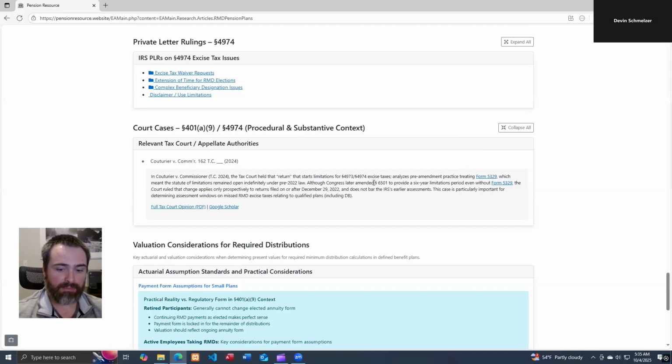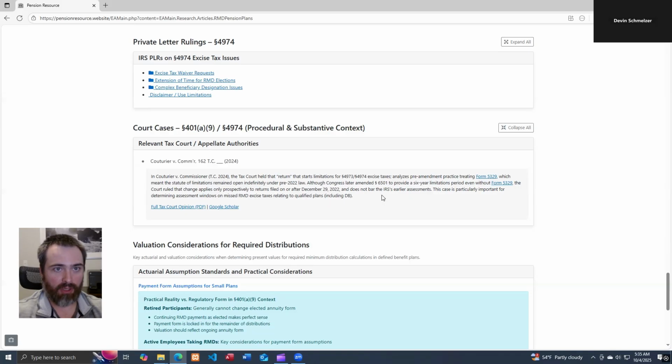come and provide penalties on very old issues. Congress didn't agree with that, so they amended IRC 6501 to provide a 6-year limitations period running from when they file their personal taxes, not from the Form 5329. This isn't something typically that plan administrators would deal with.